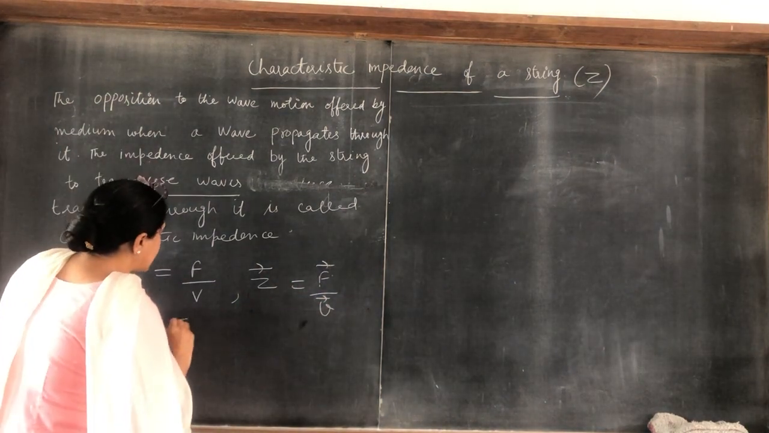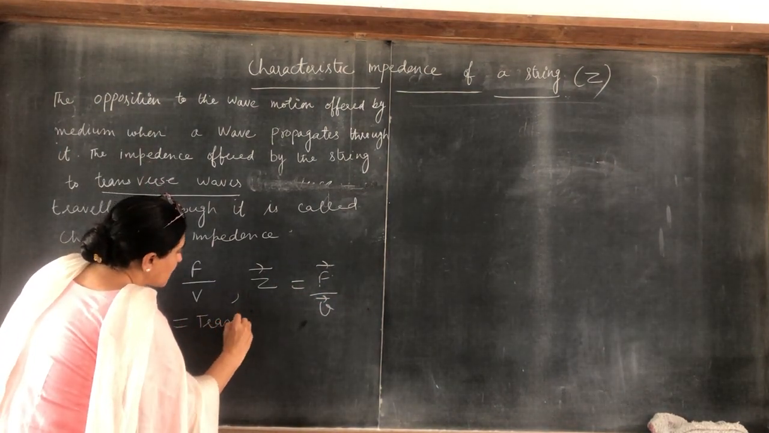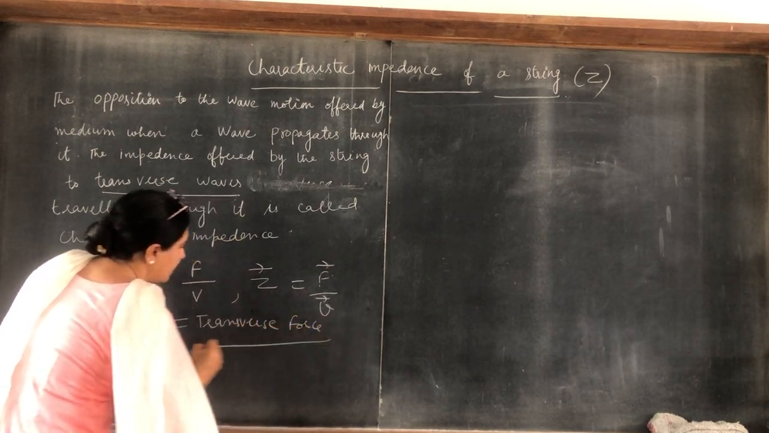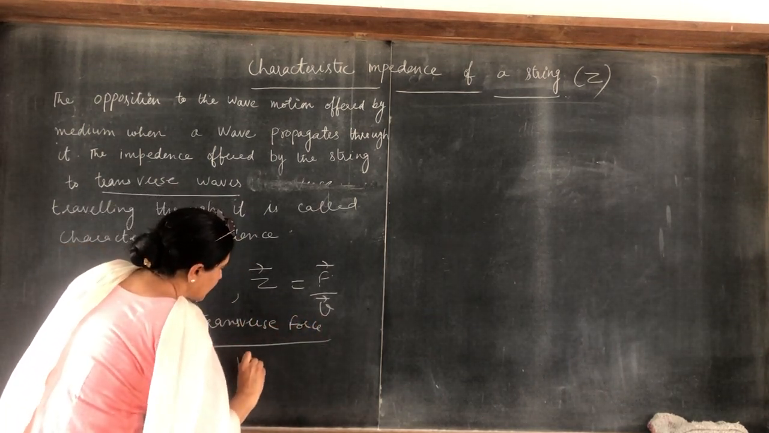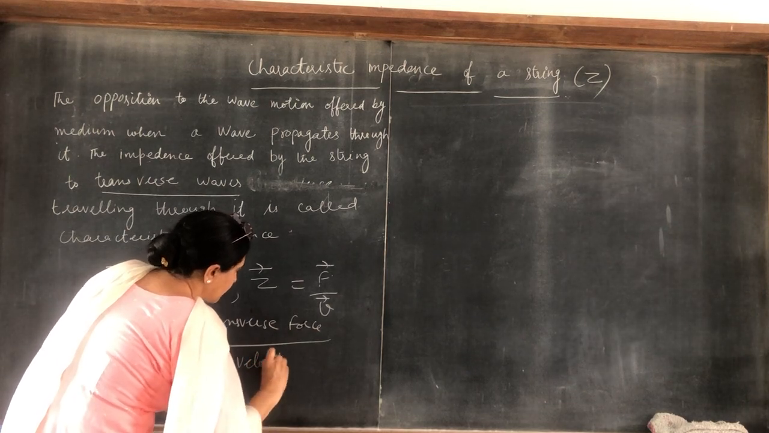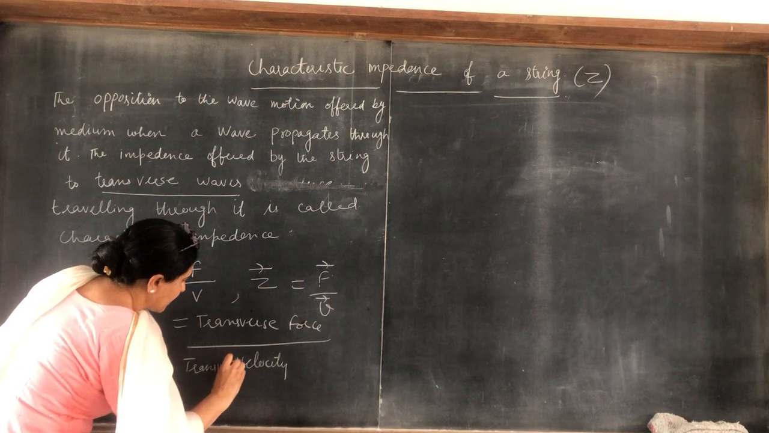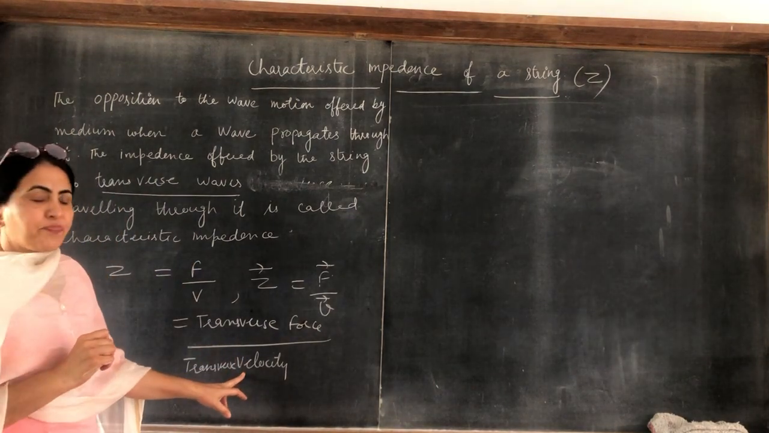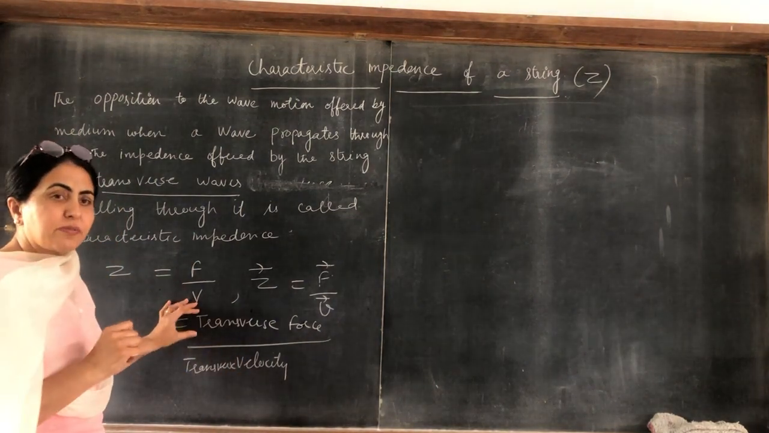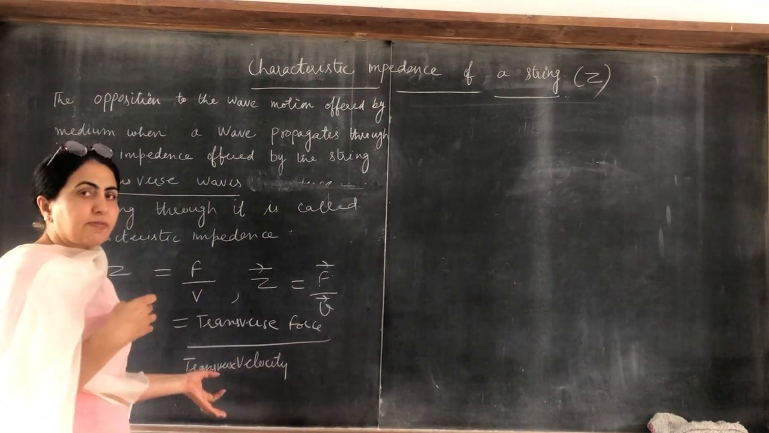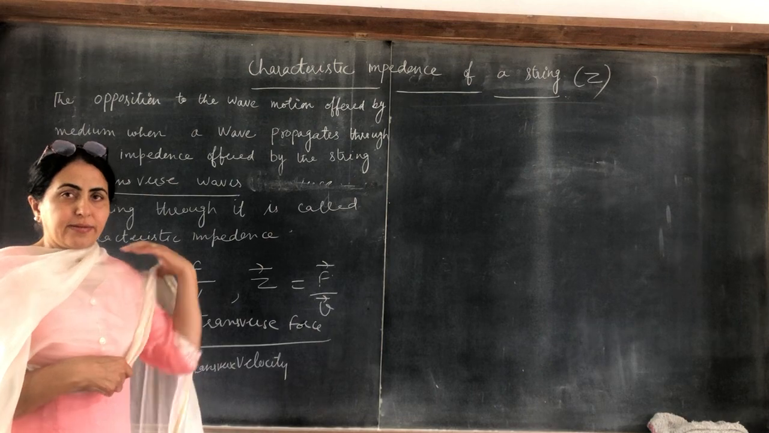F is a transverse force. And what is V? V is a velocity, a transverse velocity, you can say. Transverse, because we are taking transverse waves. Transverse force is the force applied to the string. And what is transverse velocity? The velocity of the particles.